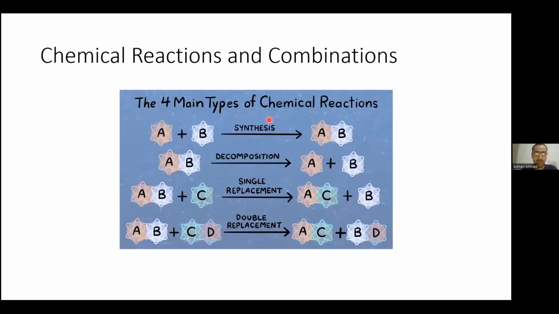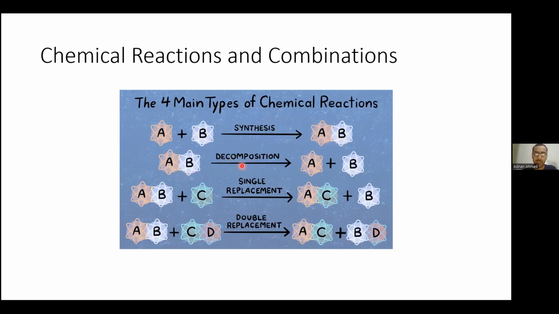So the four main types of chemical reactions that we just studied, the first one is synthesis. So you can see here on the left-hand side, we have two reactants, A and B. And when they react with each other, we will have to give them a certain temperature and the reaction conditions, and sometimes we can add a catalyst as well. So these two reactants combine together and they form a new substance, a new molecule, a new compound, and here it is represented by AB.